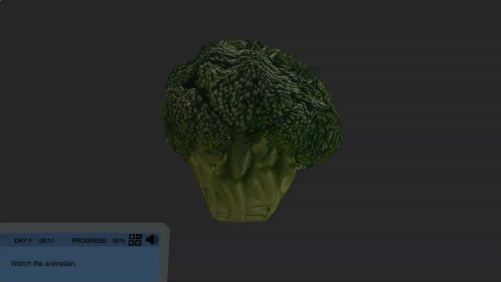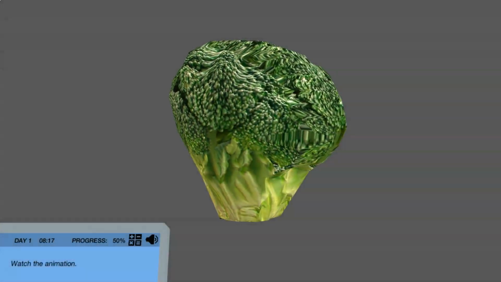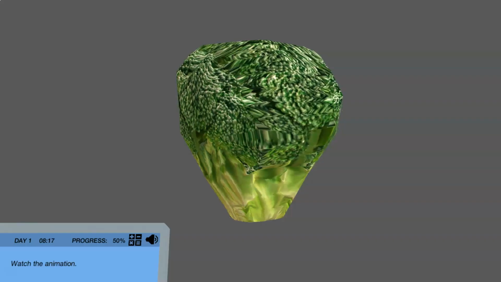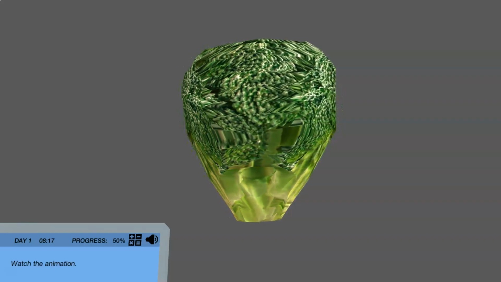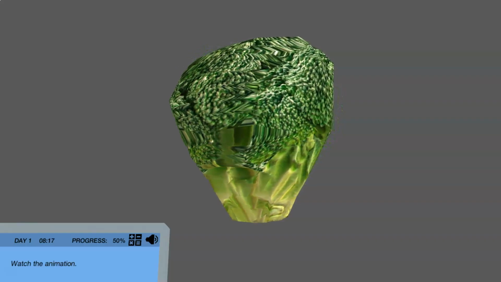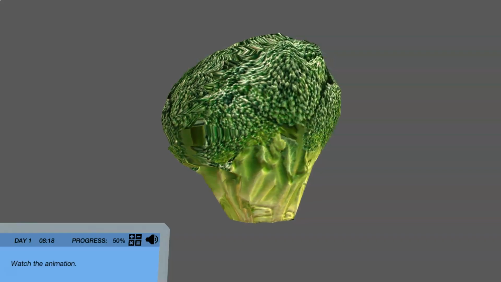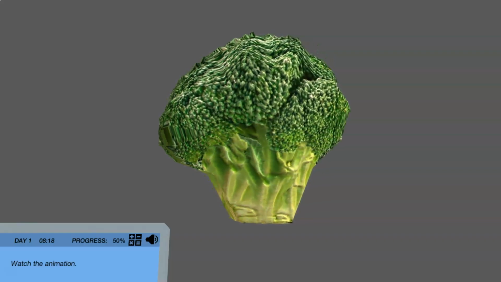Now take a look at broccoli. It has a crunchy structure thanks to another complex carbohydrate called cellulose. Unlike starch, whose main function is to store energy, the main purpose of cellulose is to maintain cell structure.